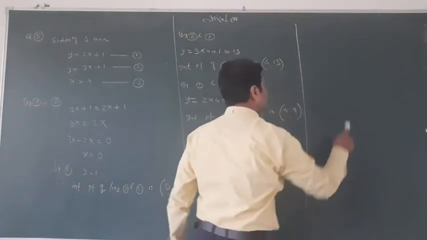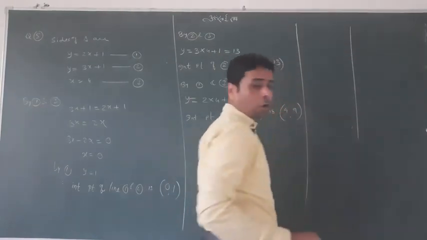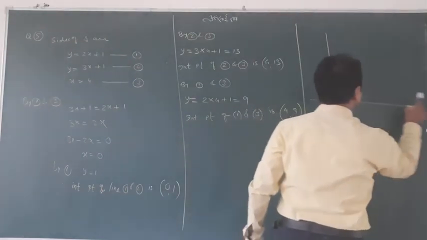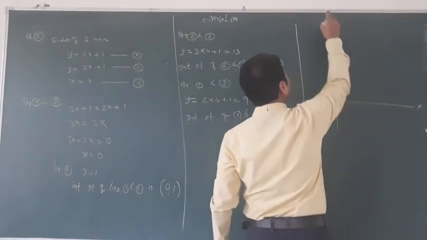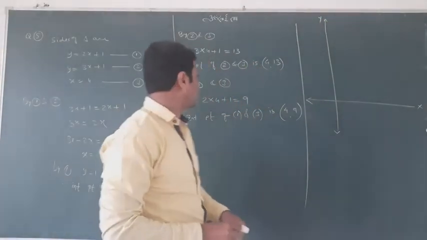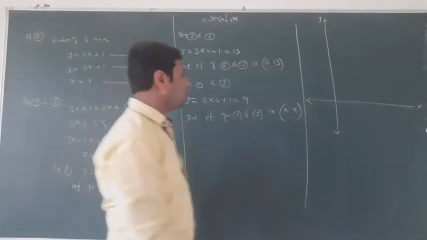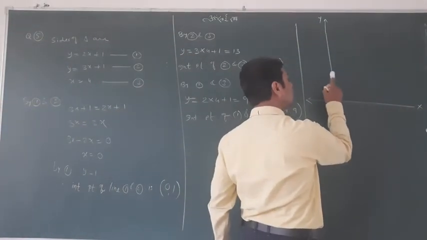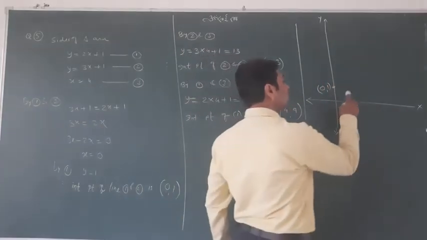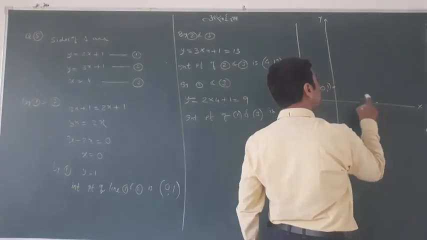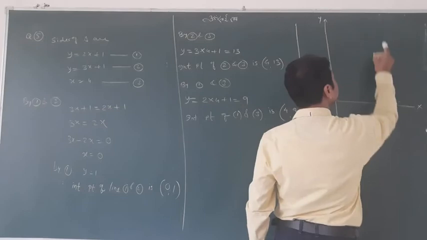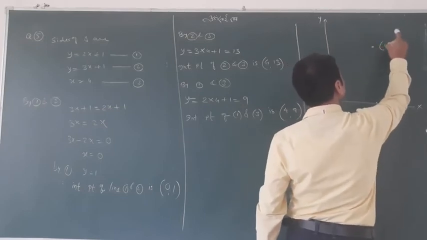Can you see the picture that we're drawing here? Then I'll remove all the short things. This is x and y, and let's plot the points properly. Look, the point (0, 1) is here. Then (4, 9): suppose this is 4 and this is 9. So it is a point, (4, 9).